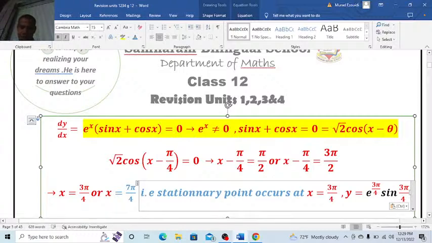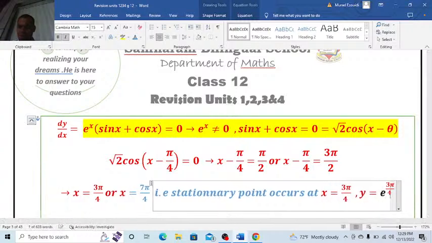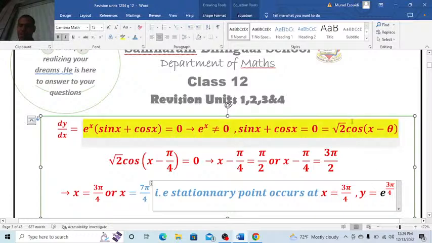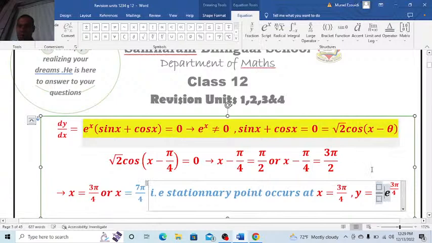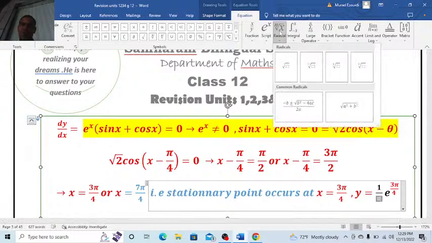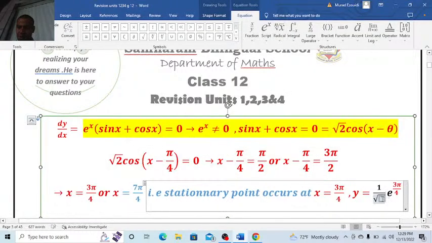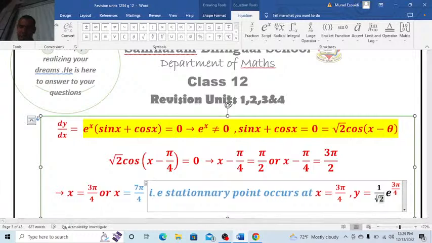I will try to find the value. So here, sine of 3 pi over 4, my learners, you can use a calculator. It will be 1 divided by the square root of 2. Okay, I'll make a fraction here: 1 over the square root of 2. This is the y coordinate of the stationary point, and x is the x value of your stationary point.